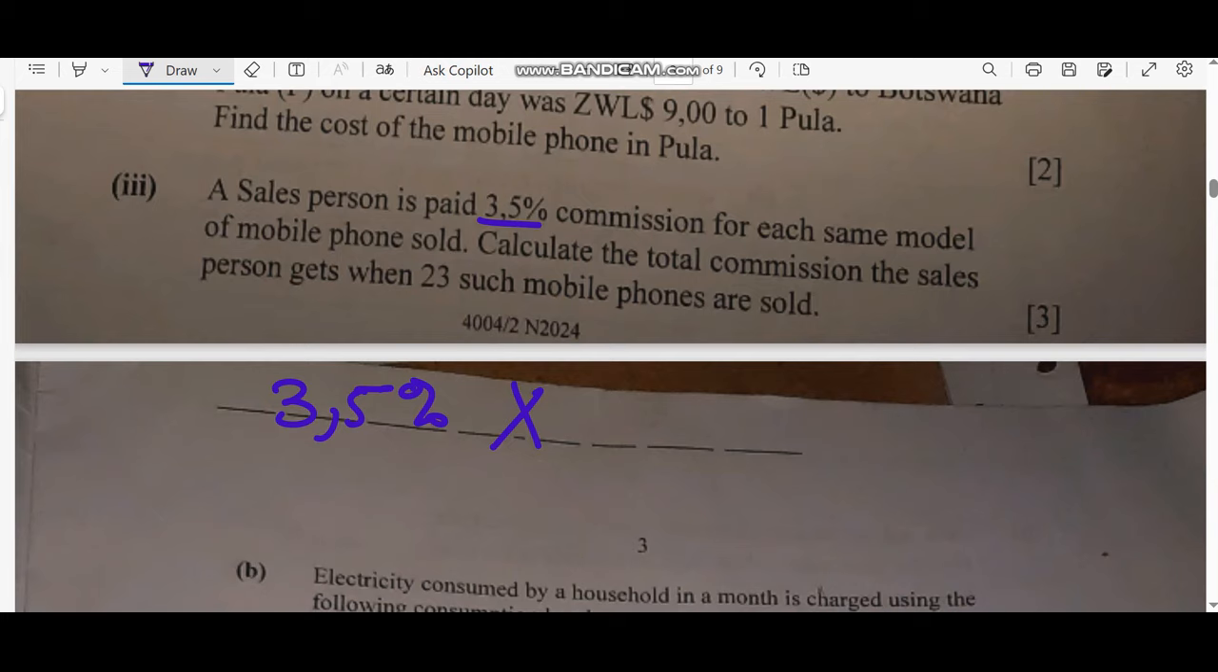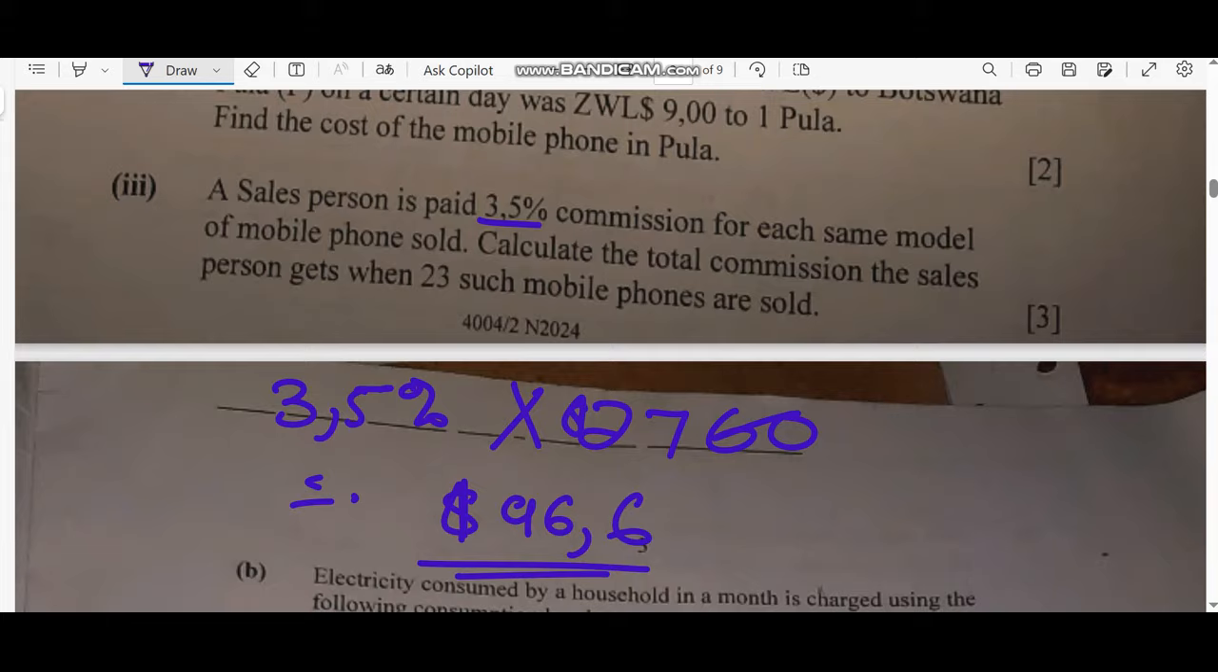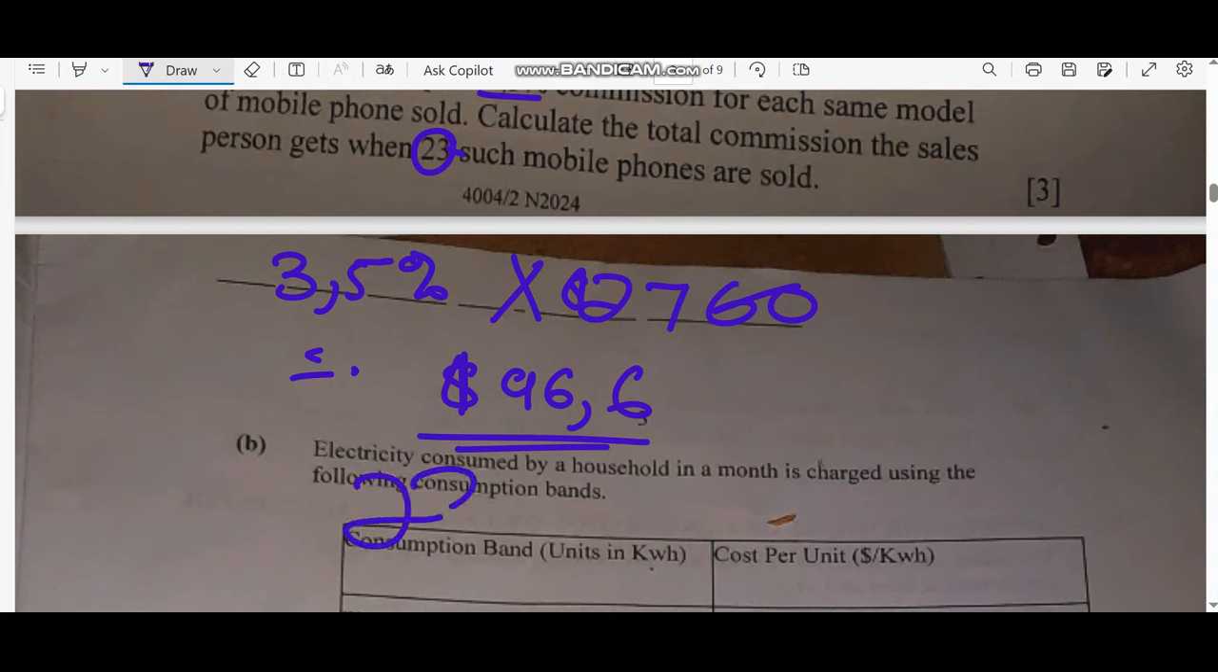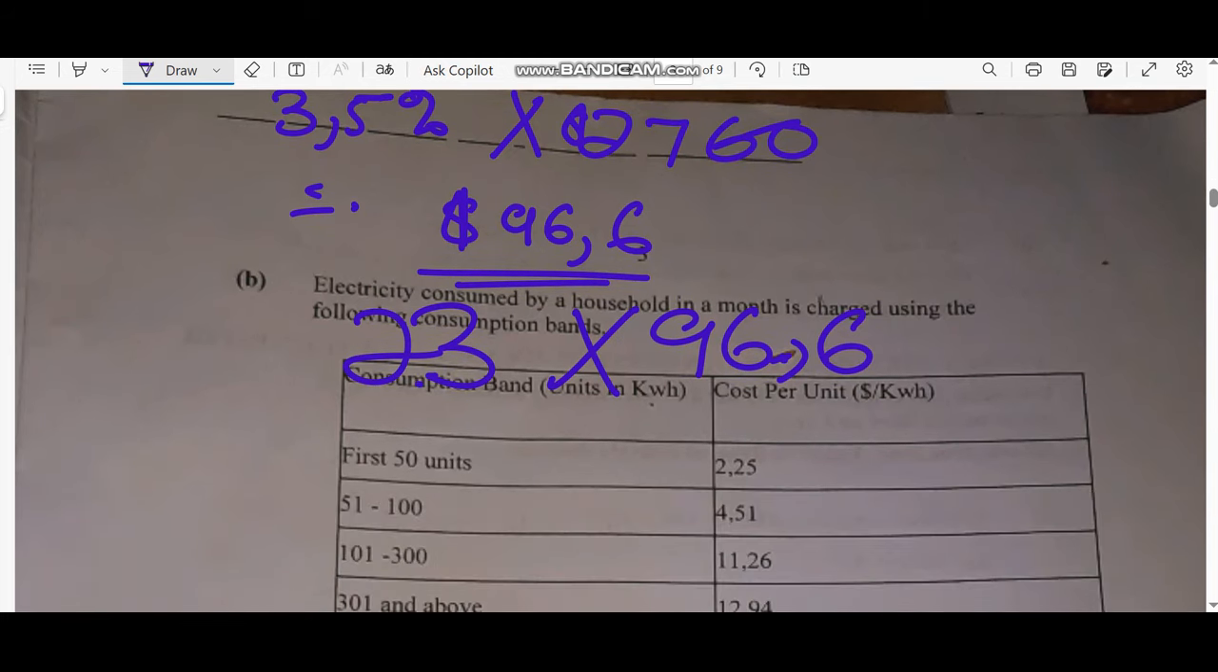We want the commission for one phone. So 3.5% times $2,760, and we get a commission of $96.60. After that, we find what he gets when he sells 23 phones: 23 times the commission of one phone, which is 96.6.